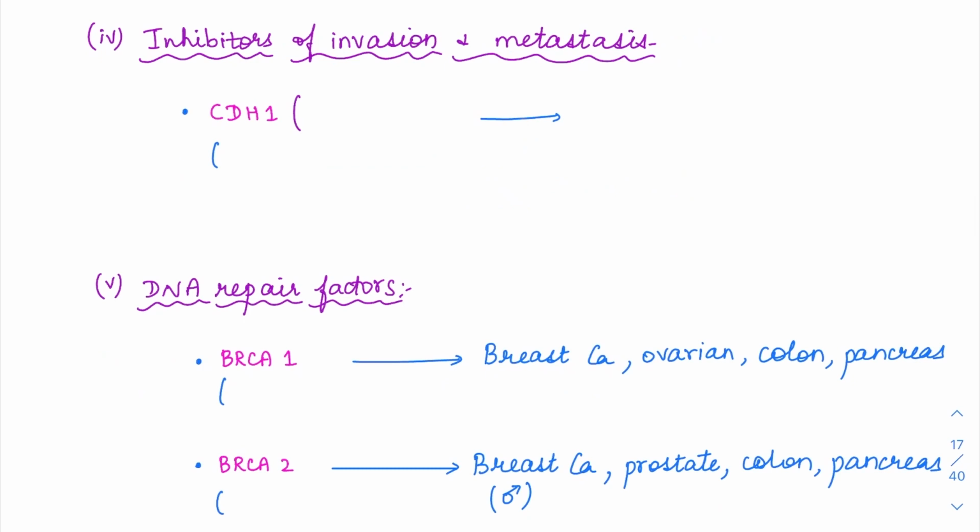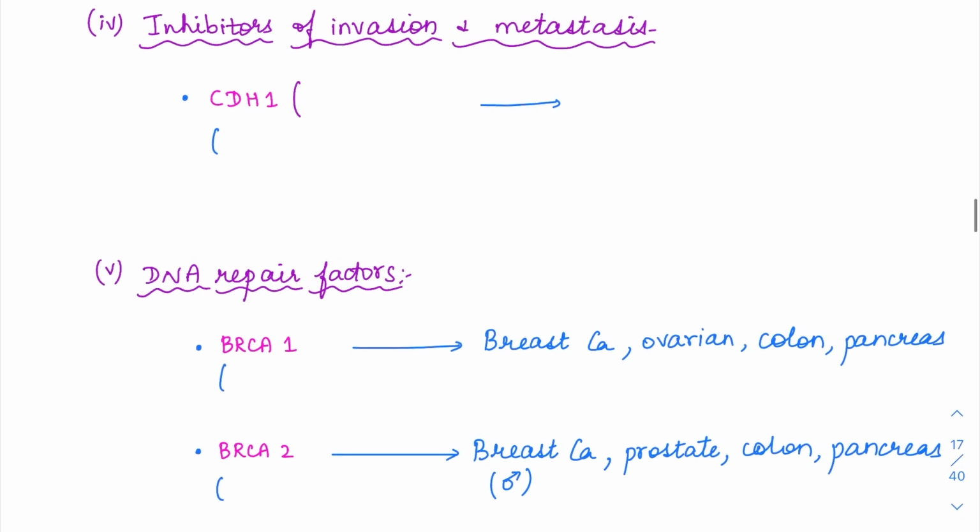The next tumor suppressor gene category will be the inhibitors of invasion and metastasis. A tumor needs to enter and locally invade the tissues and then undergo metastasis. This is going to be inhibited by tumor suppressor genes like cadherin. CDH1 is going to encode for a protein called E-cadherin, which is present on chromosome 11. This E-cadherin protein is usually a cell-cell adhesion molecule.